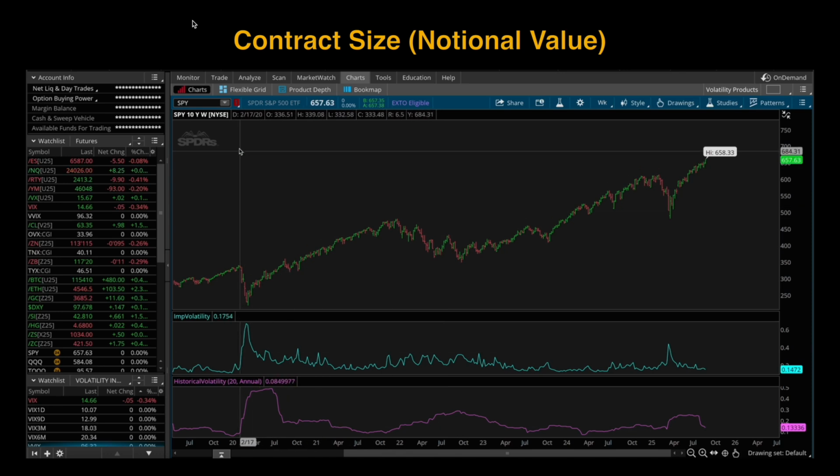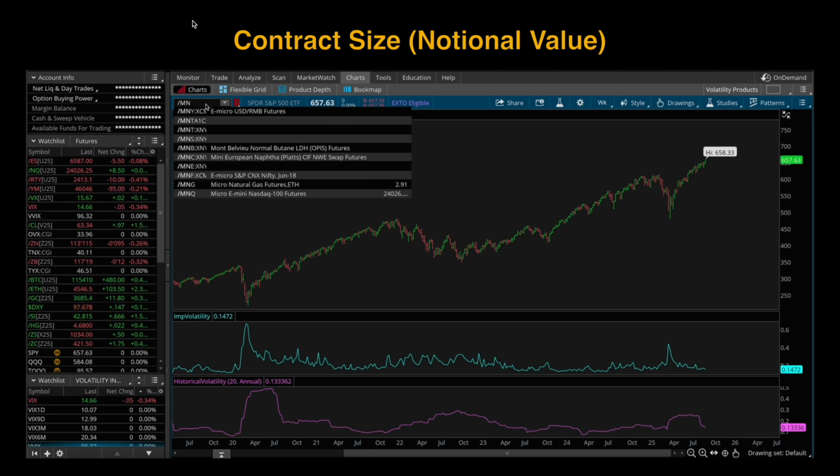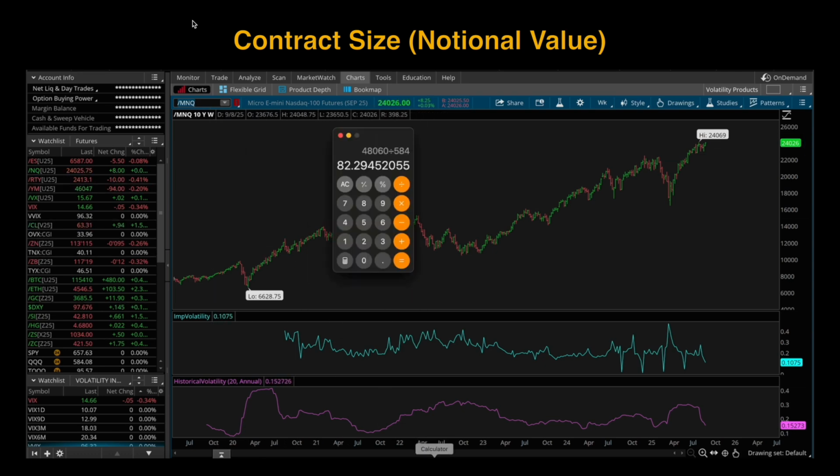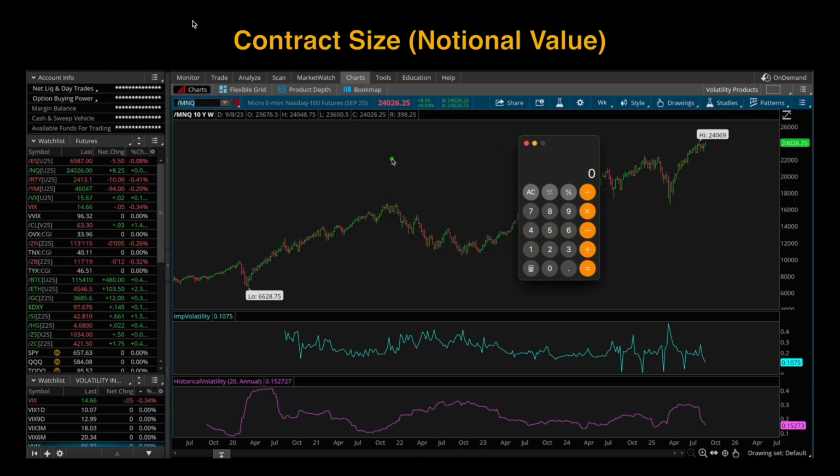Let's hop into the thinkorswim trading platform here and calculate the current notional value or contract size for MNQ using the current price. So I have populated /MNQ in the charts tab here, and we can see that the current value of the index is trading at 24,026.25. So I'm going to take the value of MNQ here and multiply that times the contract multiplier of 2 to get a notional value of $48,053.50.